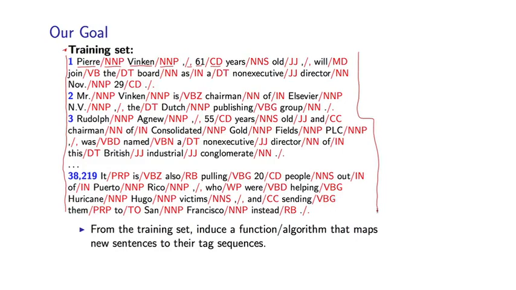So given this training set, our problem is going to be the following. We want to learn a function or algorithm that will take a new sentence's input and map that sentence to a tag sequence. So we're going to treat this whole problem as a supervised learning problem.